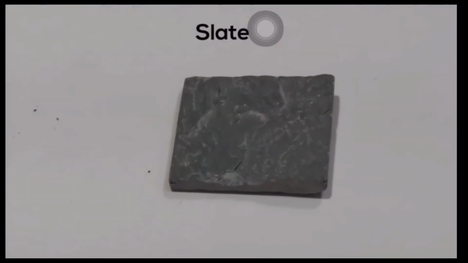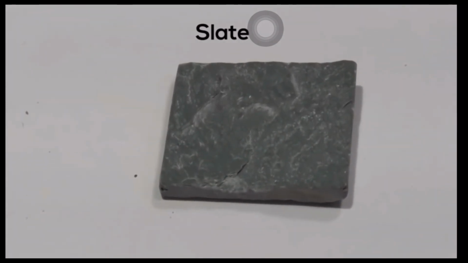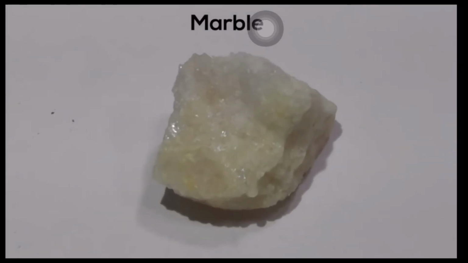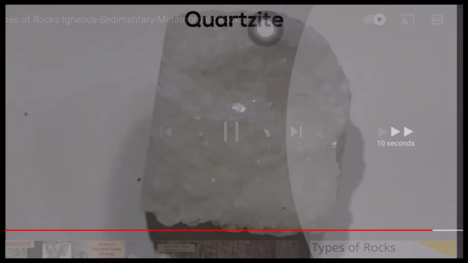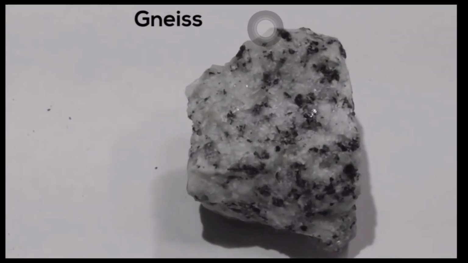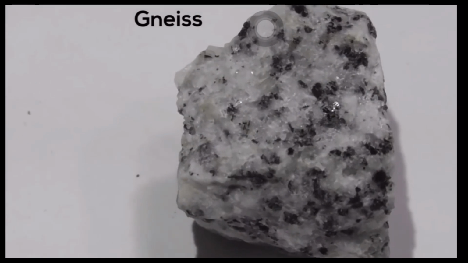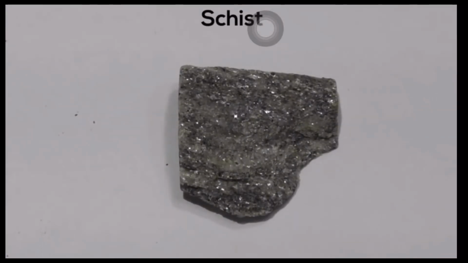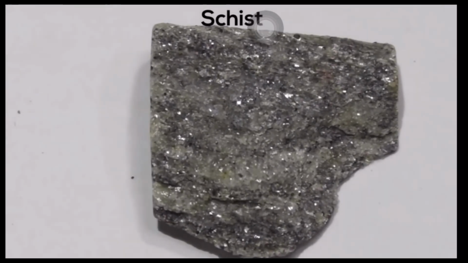Slate. It has very, very small minerals. It is considered foliated, and its parent rock is shale. Marble has fine to medium crystals. Its parent rock is limestone. Gneiss is a foliated rock, and its parent rock is schist. And finally, schist is a foliated metamorphic rock, and its parent rock is slate.